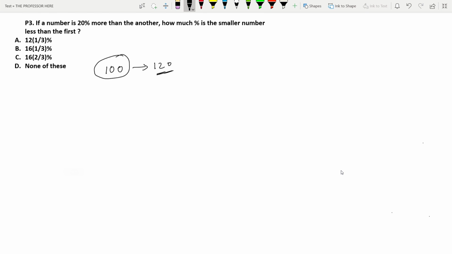So what is the change? 120 minus 100, which is 20, divided by 120 into 100. That becomes 16.66%, which is equivalent to 16 2 by 3. So option C is the answer.